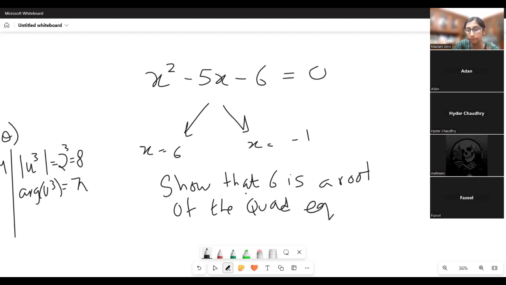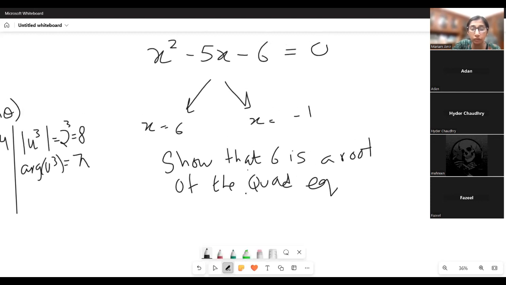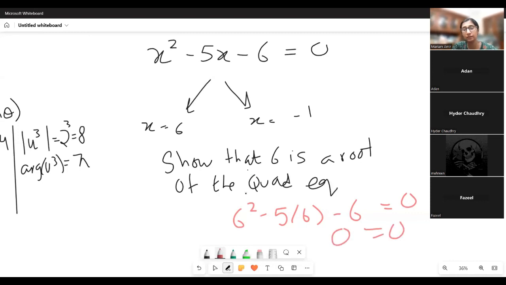प्लग इन कर देगा, हाँ, exactly. You plug in 6 here. So you have to show that 6 square minus 5 times 6 minus 6 should be equals to 0. When you find that in your calculator, you get 0 is equals to 0. Hence, 6 is a root of the quadratic equation. So this is what they're asking you to do. They're not asking you to solve it and get the values, get the two roots.